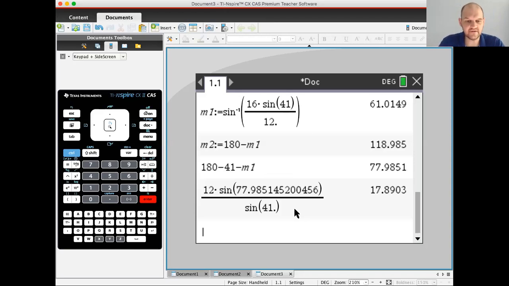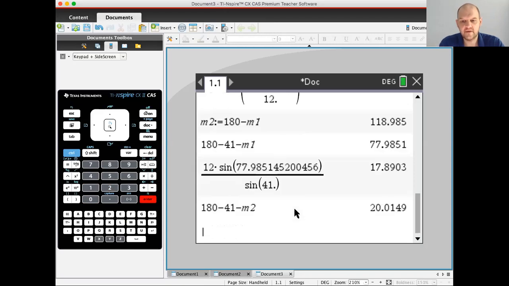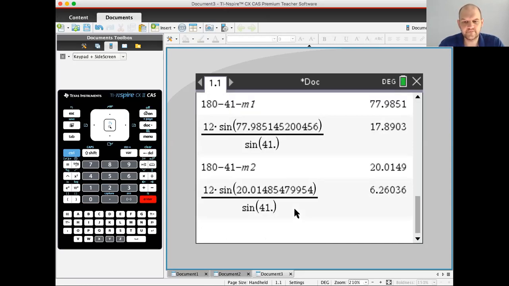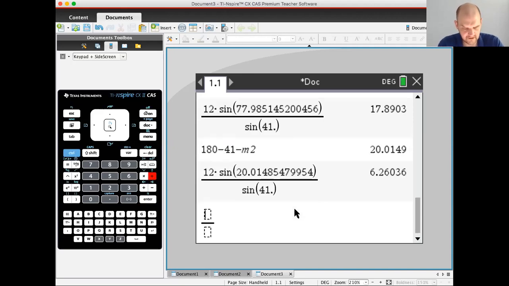Now let's do the other one, right? So 180 minus 41 minus M2 gives me 20.015. 20.015, that's degrees. And then what I can do is actually just go up here and delete this and change it to answer. And I get 6.26, 6.260, not in degrees.